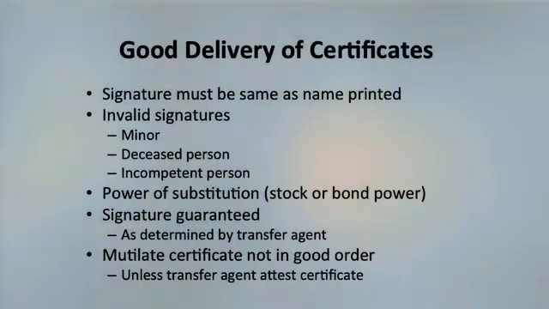So what do I do? I get a power of substitution. I'll get a stock power from my broker-dealer, printed off the website. I sign the stock power. I do not sign the stock certificate. I mail the stock certificate unsigned to the broker-dealer. I mail the signed stock power in a separate envelope to the broker-dealer. If either of those gets lost in the mail, no harm, no foul.